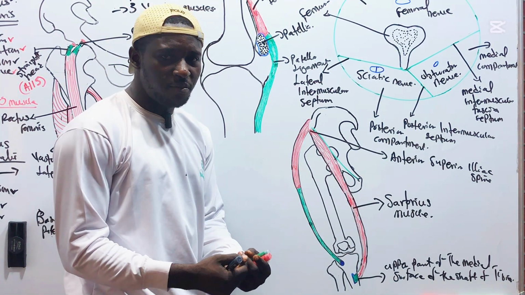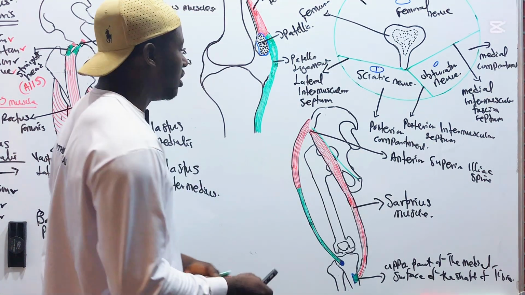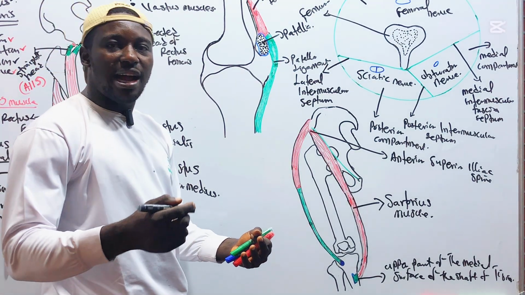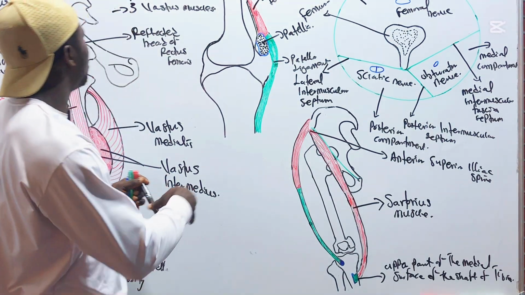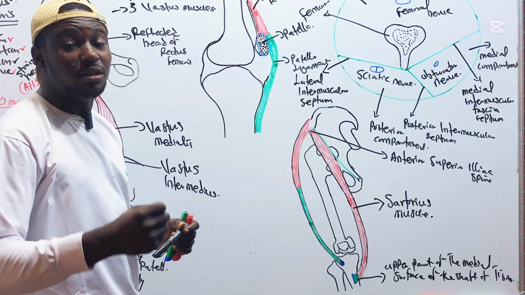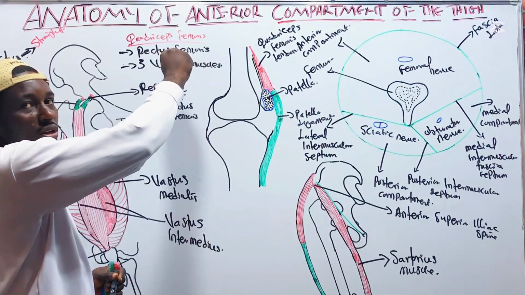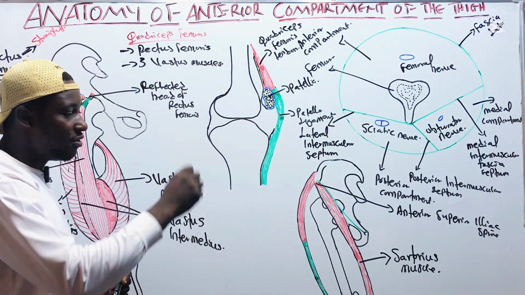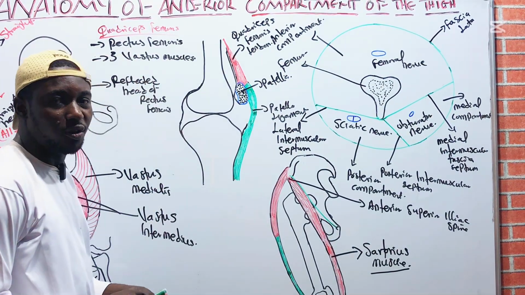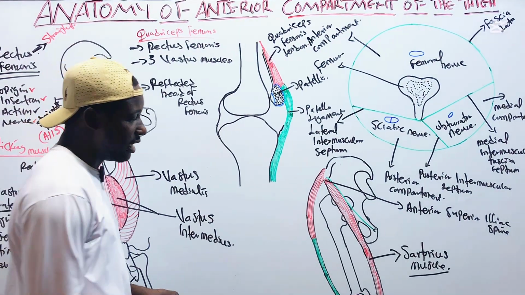On the nerve innervation, it is innervated by the anterior division of the femoral nerve. It is the only muscle in the anterior compartment of the thigh that is innervated by the anterior division of the femoral nerve, while the quadriceps femoris muscle is innervated by the posterior division of the femoral nerve. The next muscle we'll be discussing is the tensor fasciae latae.